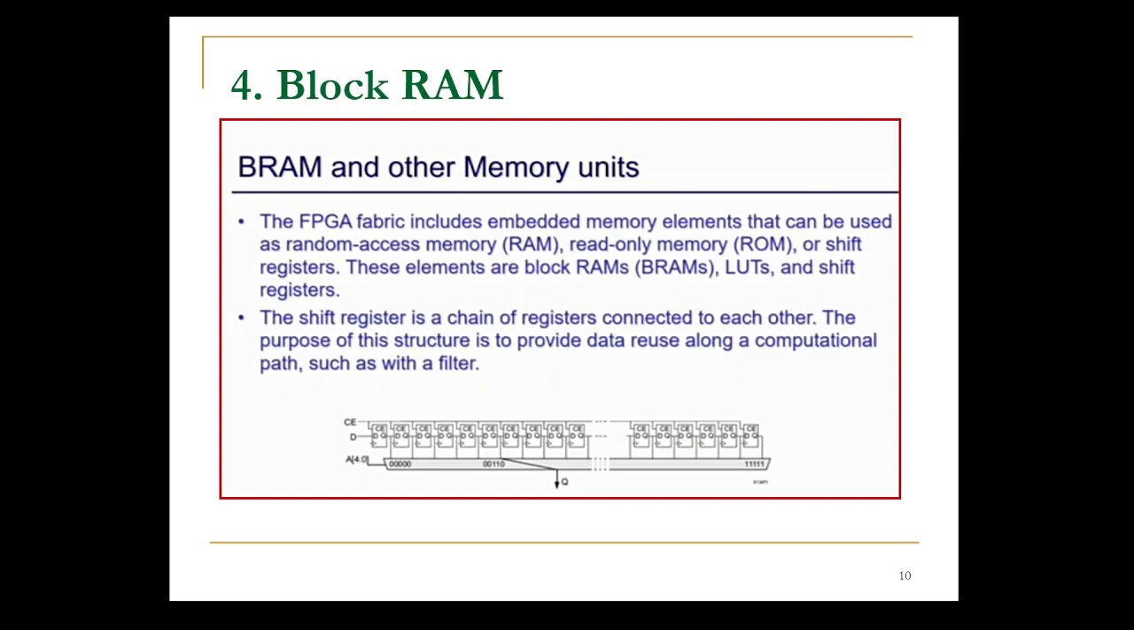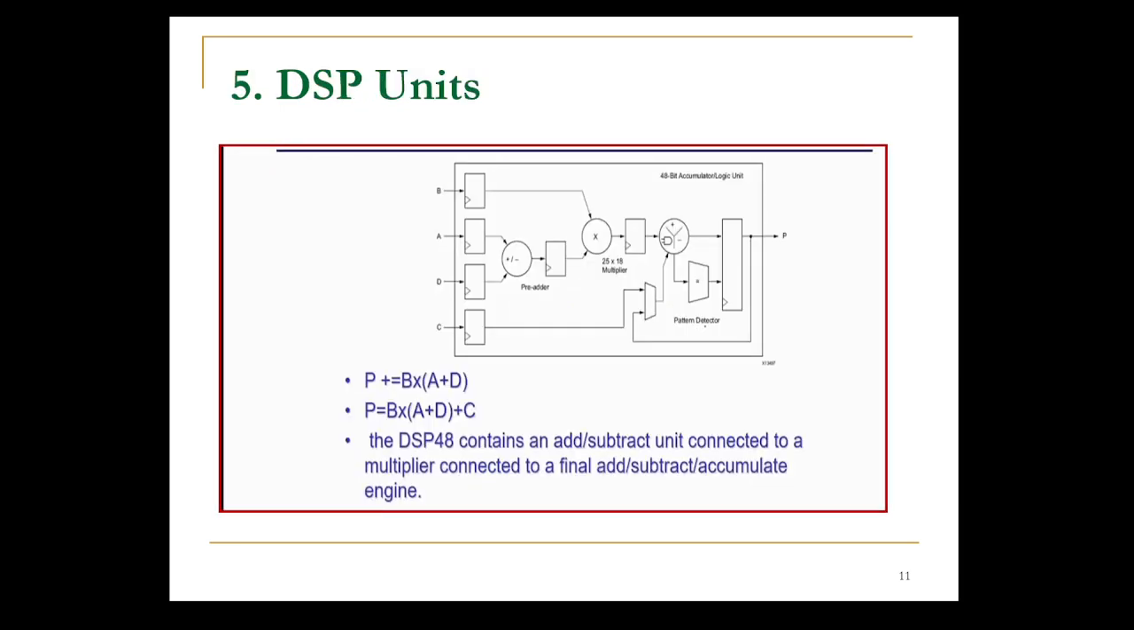The next one, block RAM, which is called BRAM. It has embedded memory elements like RAM, ROM, or shift registers. So these elements are BRAMs, LUTs, and shift registers. They are connected as a sequence of registers to each other, like a train of registers or a chain or sequence. The purpose of this structure is to provide data reuse along a computational path, for example a filter.